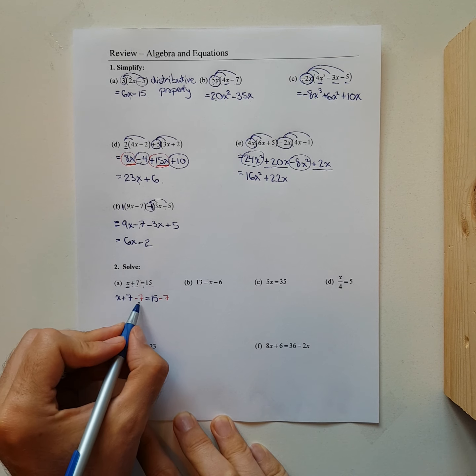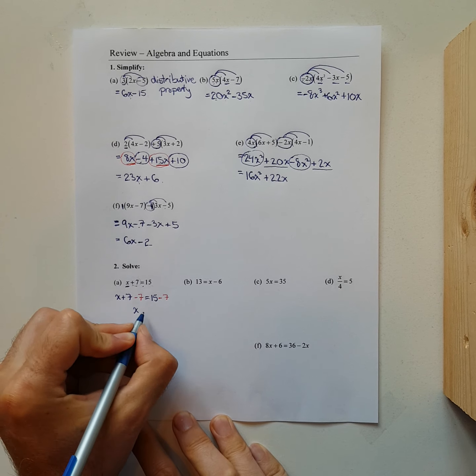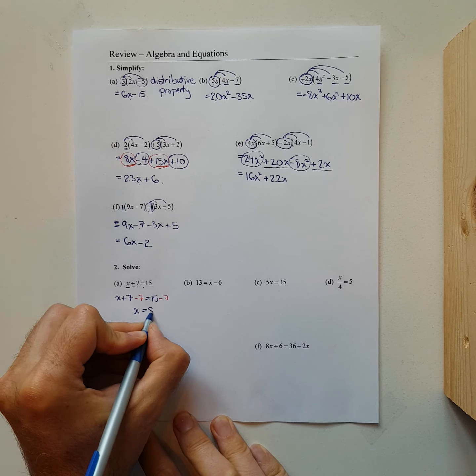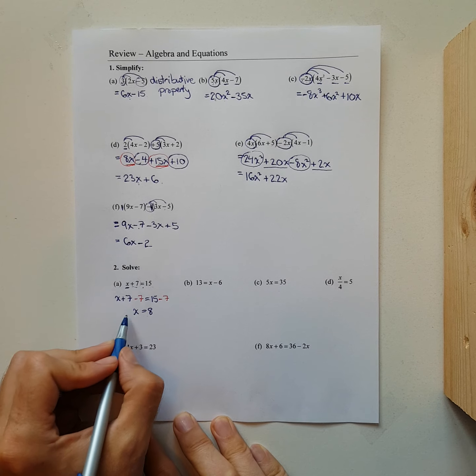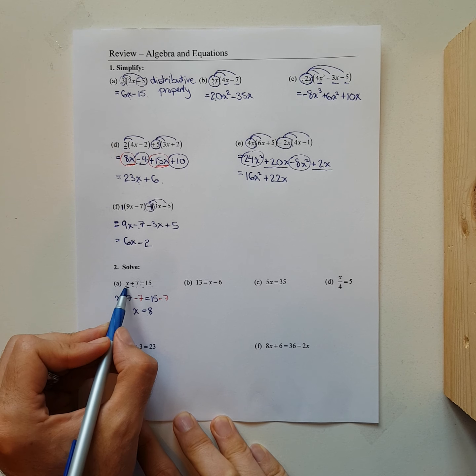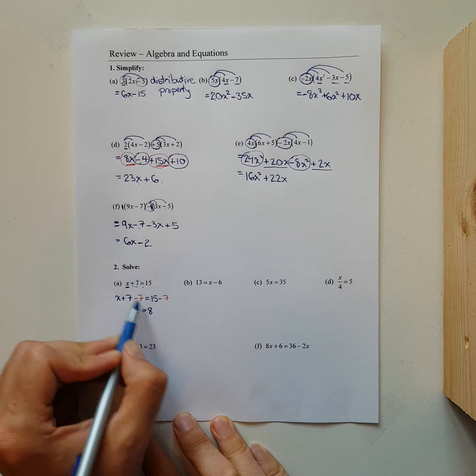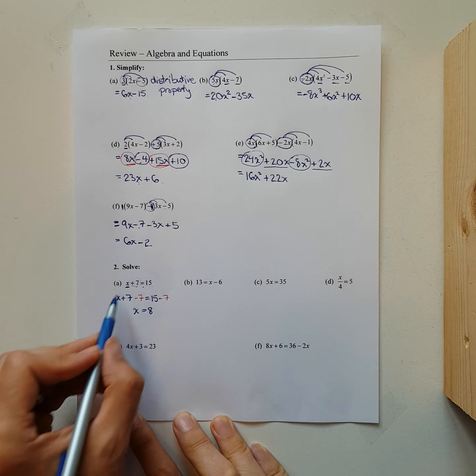If we simplify both sides, the left side becomes x, and the right side becomes 8. And we see that x equals 8. And we can always go back and check, does that make sense? 8 plus 7, if I sub the 8 in, is equal to 15, so we know we have the right answer.